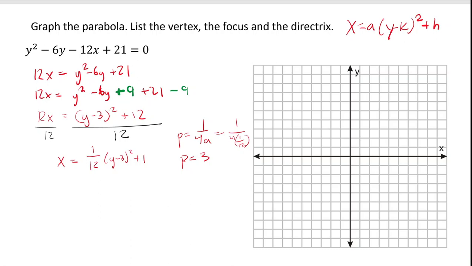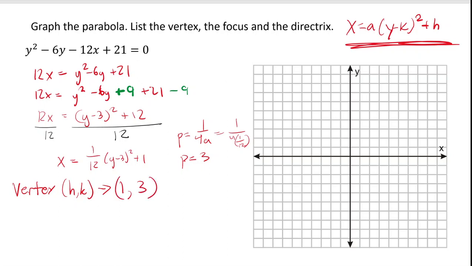So what does that mean for us? First of all, the vertex of this, which is (h, k), right, remembering looking back up at our form, is going to be (1, 3). That's the vertex. Our directrix line, well, actually, let's come back to the directrix. We'll write it and then we'll come back to it.